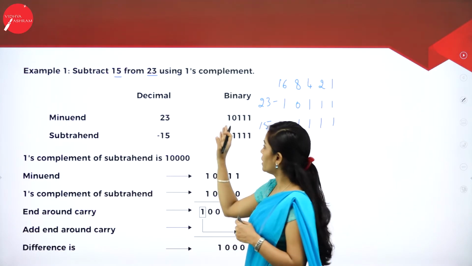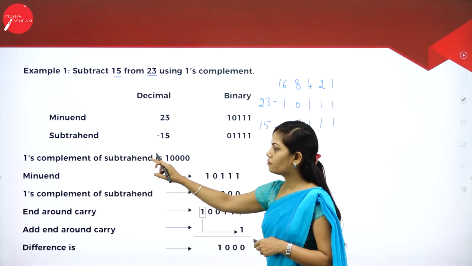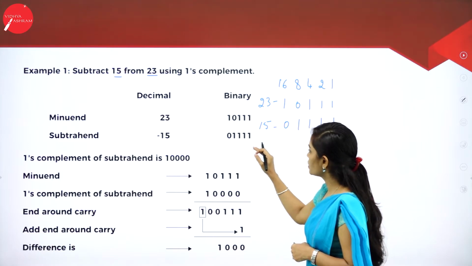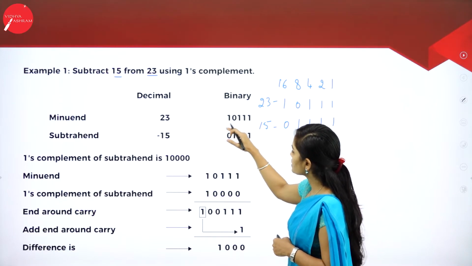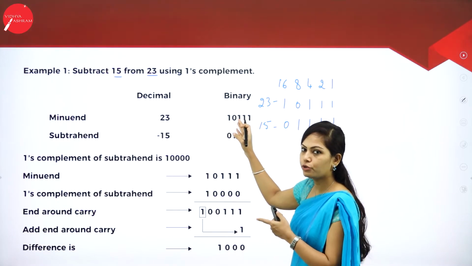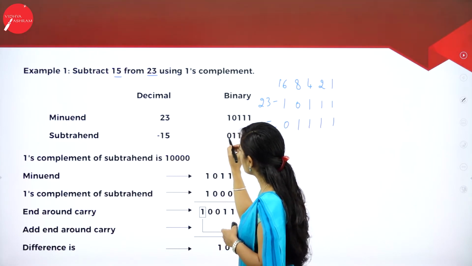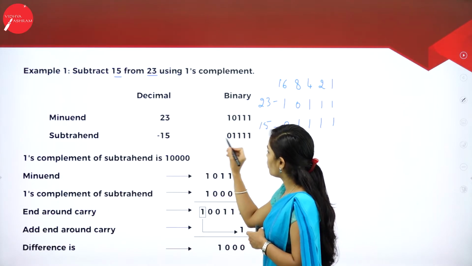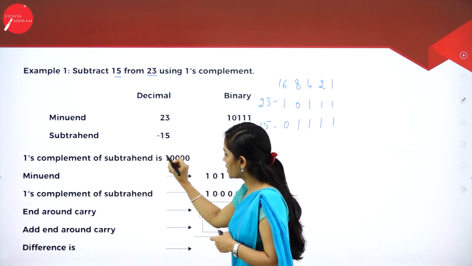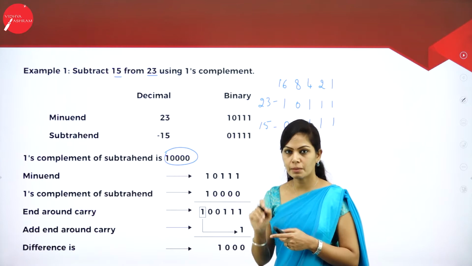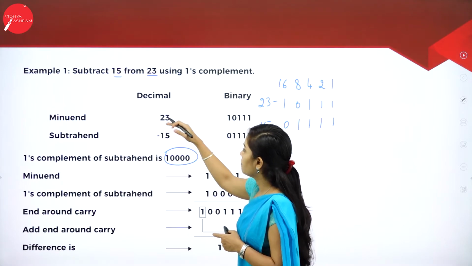First you need to find the binary value. After that, what is the second step? First find the 1's complement of subtrahend, not for the minuend. The 1's complement means 0 changes to 1 and 1 changes to 0. This is the 1's complement of subtrahend. Next, add this 1's complement of subtrahend to the minuend.